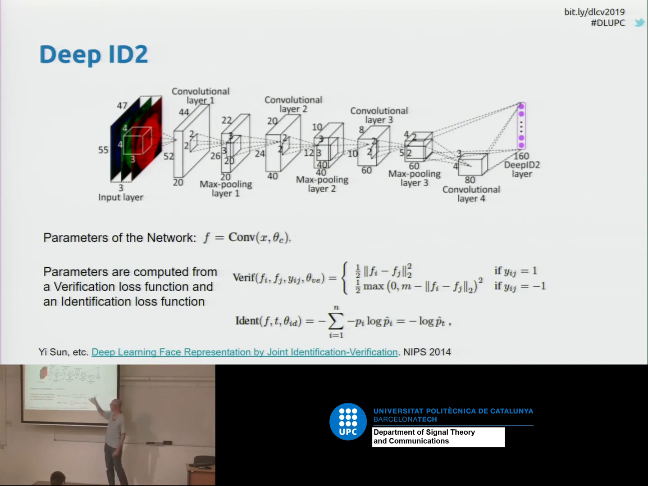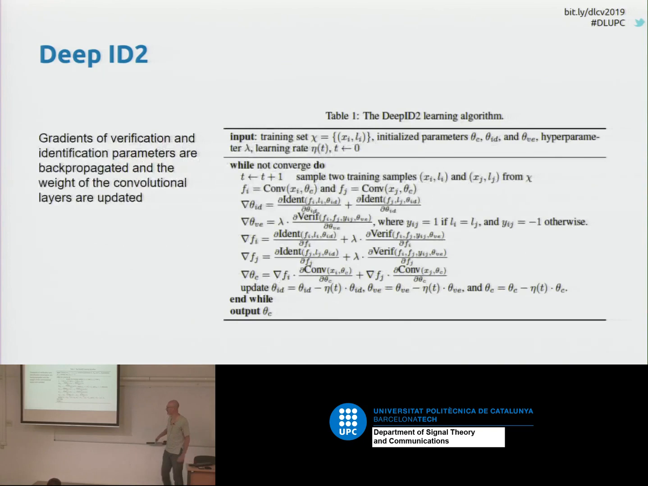For images of the same person, we are minimizing the distance, and for the images of different persons, we are maximizing it, because this is negative, also using a margin. This margin is a number that tries to separate more these cases. This is for the verification, and for the identification, the loss function is the cross entropy. In this case, the training is combining both the identification and verification losses.